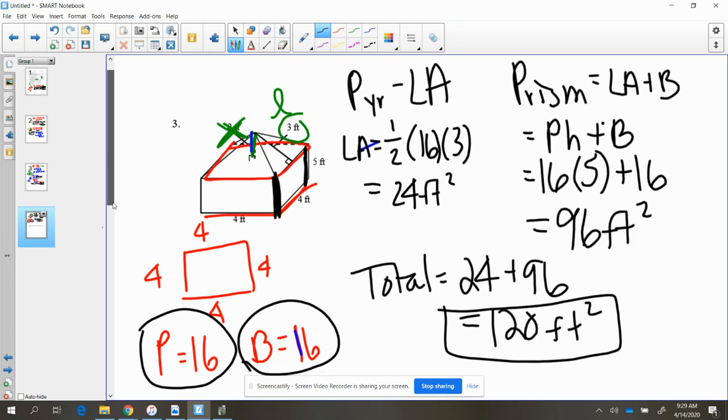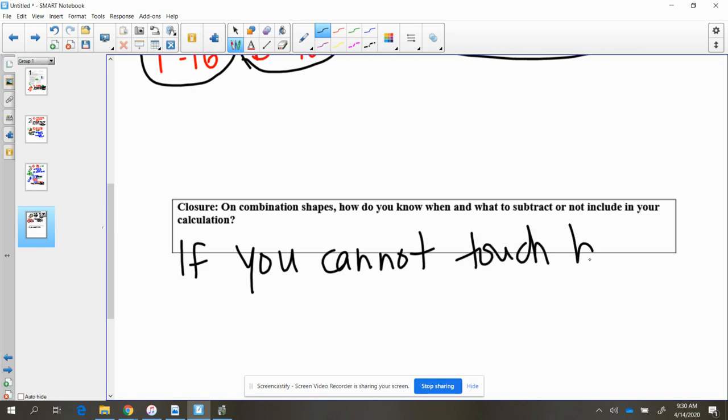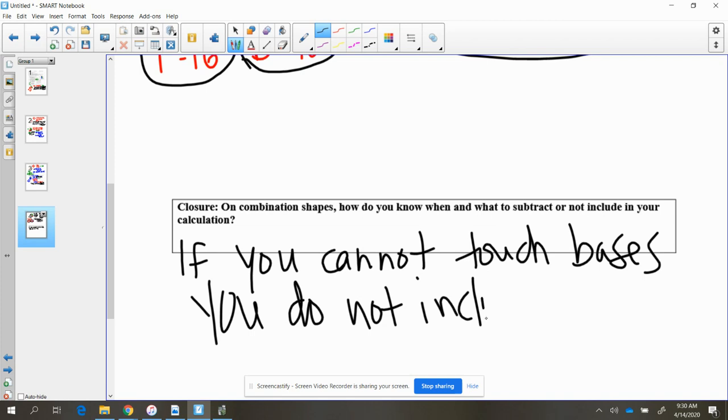All right, now the very last bit here for closure, on combination steps, how do you know what to add, what to subtract, or what not to include in your calculation? Again, if you cannot touch the bases, you do not include them. So only the exposed surfaces that we can touch get included. So for example, up above we only had 1 base instead of 2. So you only want to think about what is exposed for me to actually be able to touch.